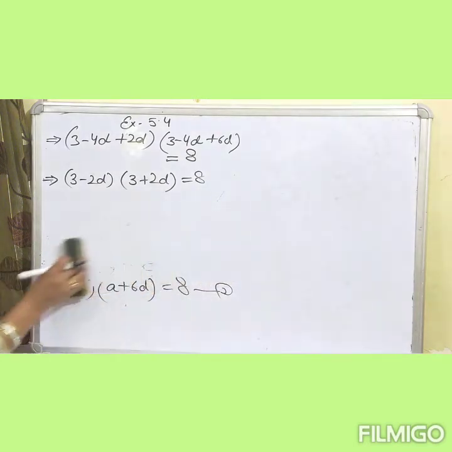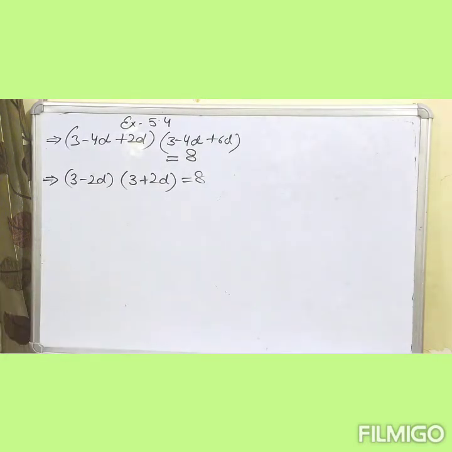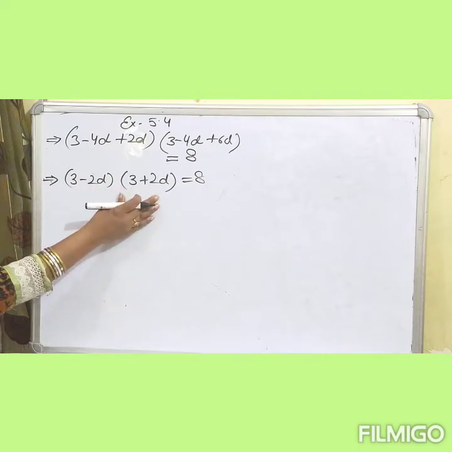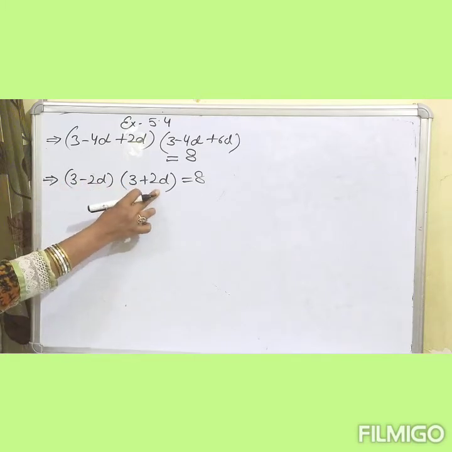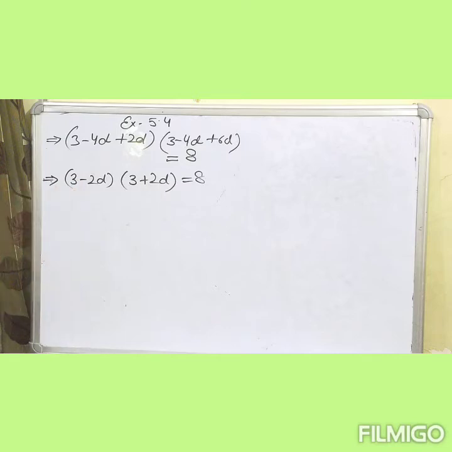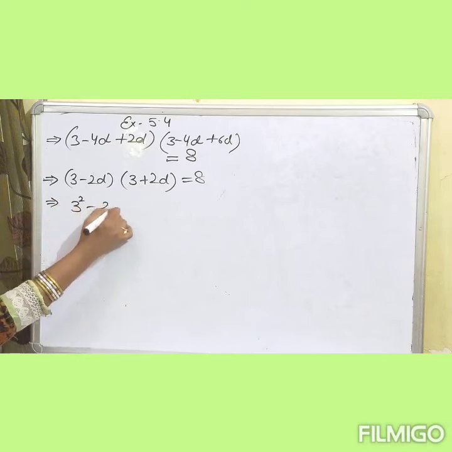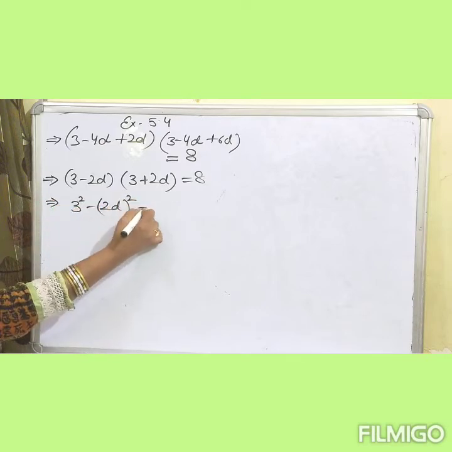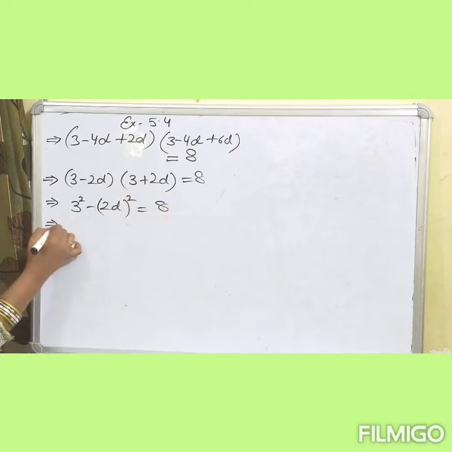And now if you see, you have to apply a formula here, and if you cannot see the formula, you can just multiply these two brackets. Otherwise it will be easier if you apply the formula for A minus B and A plus B. What is the formula for A minus B into A plus B? It is A square minus B square. So it will be equal to 3 square minus (2D) square, that is equal to 8.